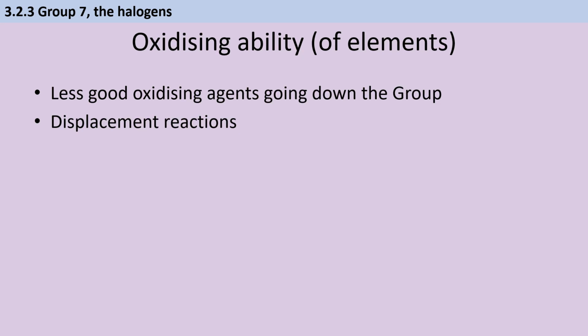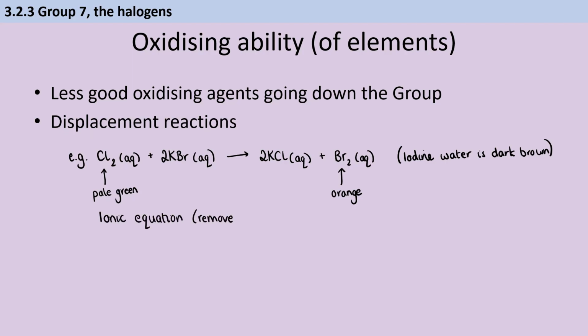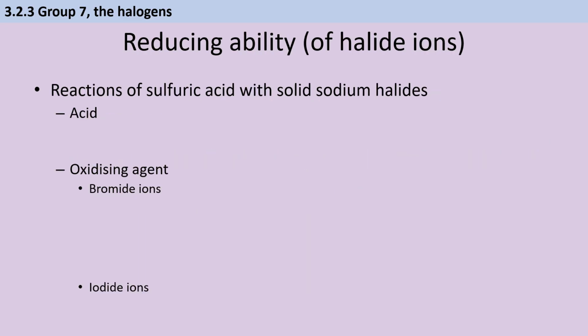The more reactive higher up halogens are able to displace the less reactive lower down halogens from their compounds. So for instance, chlorine in the form of chlorine water can displace bromine from potassium bromide. Chlorine water is a very, very pale green, almost colourless, and in this reaction we would see an orange solution forming as the bromine water formed. If we repeated this process with potassium iodide instead, we'd see a darker brown solution forming. You also need to be able to write ionic equations for this, in which case we would remove the spectator ions and just not include the potassium. And you also need to be able to write half equations too.